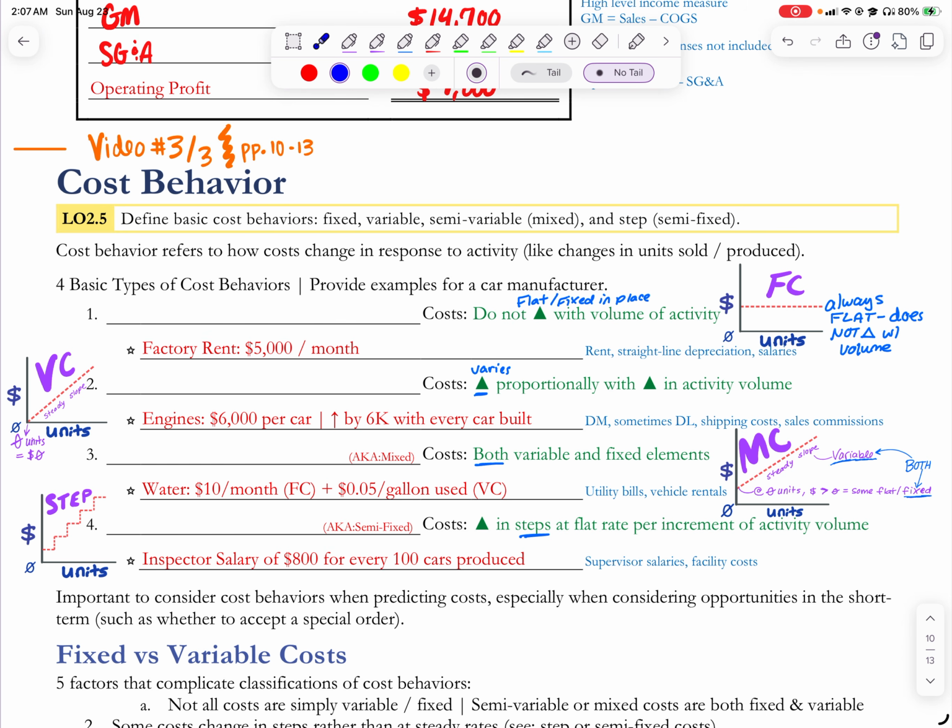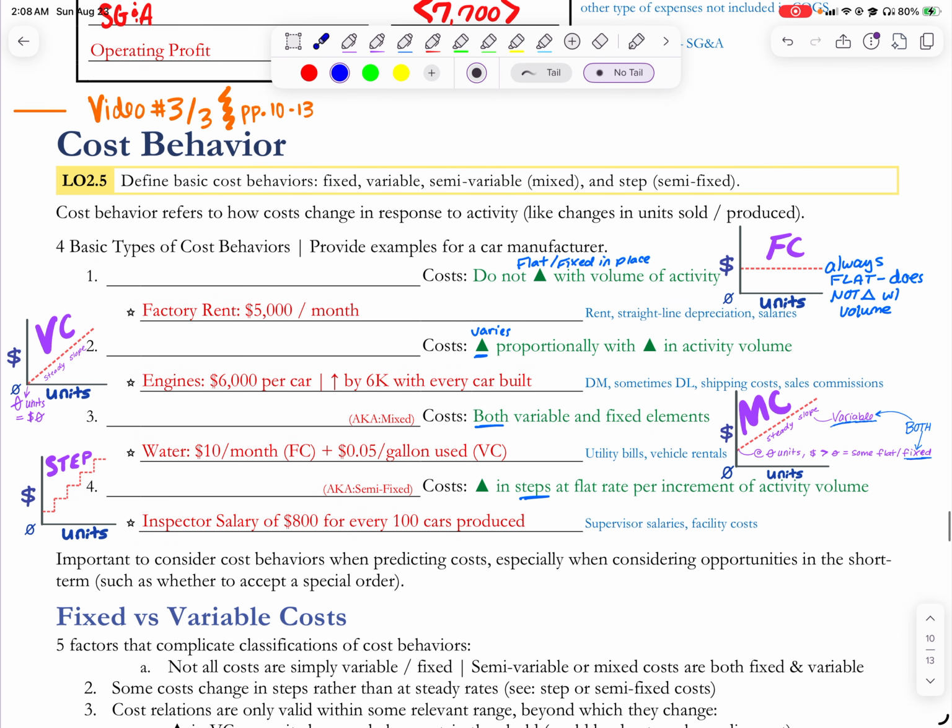Specifically, you need to be able to define four basic types of cost behaviors: fixed, variable, semi-variable, also known as mixed, and step cost, otherwise known as semi-fixed cost. So know those four basic types of cost behaviors, understand how they're represented in graphs or in depictions such as these. Let's define them and provide examples for a car manufacturer.